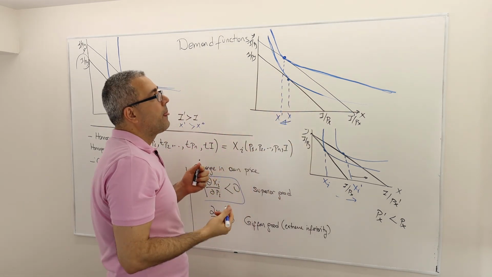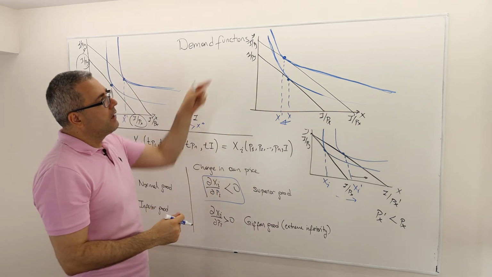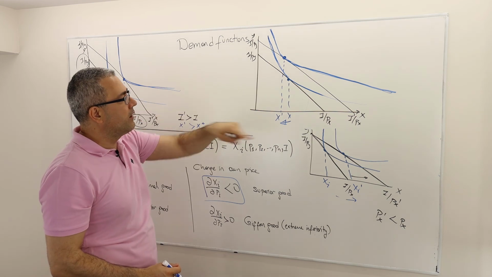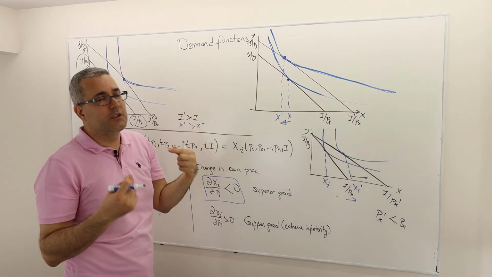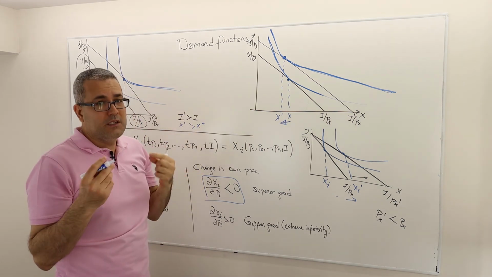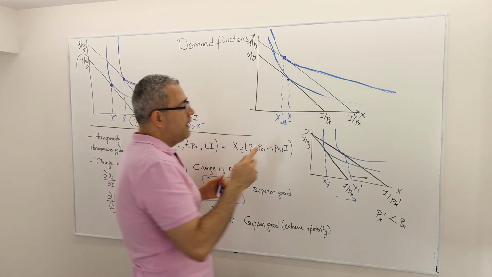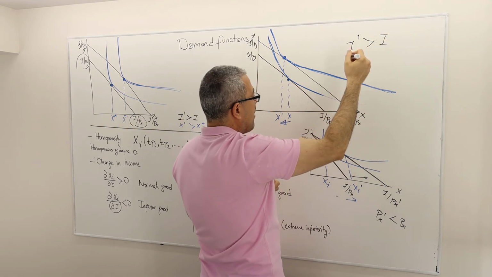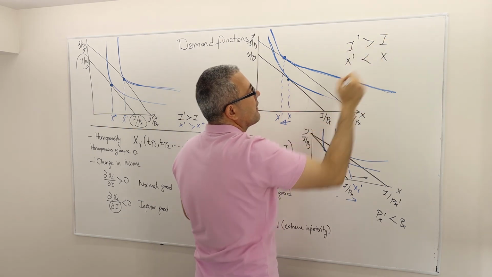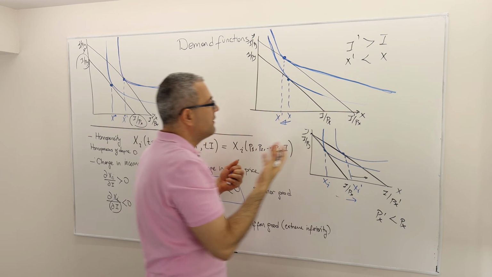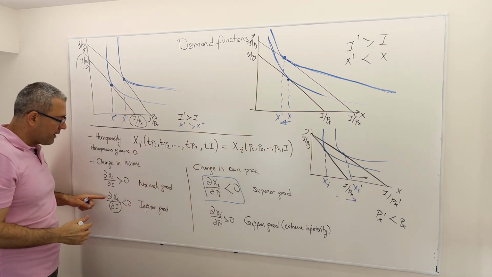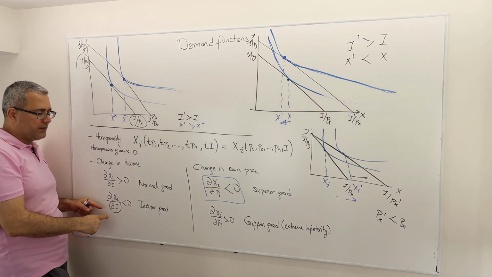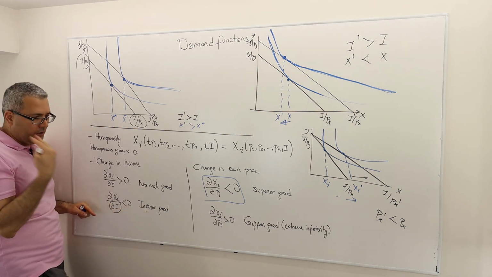The new optimal point is this one, X prime, and it decreases. So depending on the exact shape of the indifference curve and which point of the indifference curve we are originally at, these two things matter. If income increases, I prime is greater than I, however X prime is less than X. So that is a negative relationship with income. You're richer, but you're consuming less. Therefore, this is an inferior good.